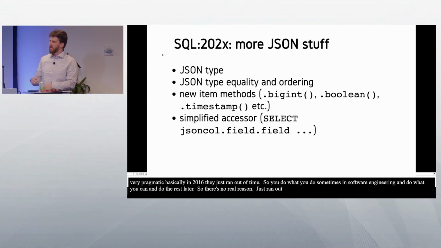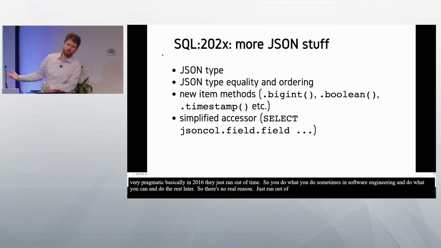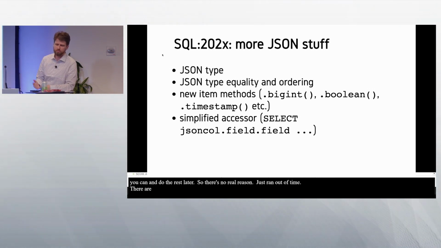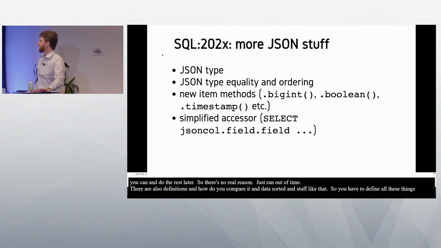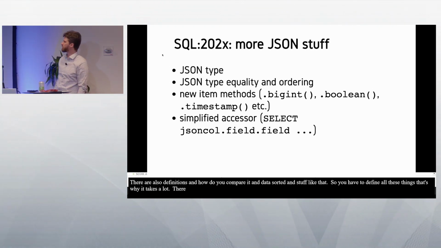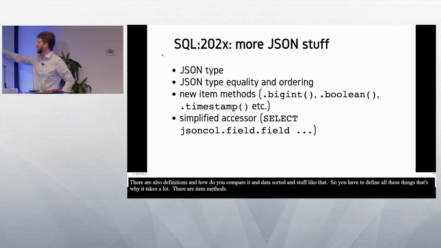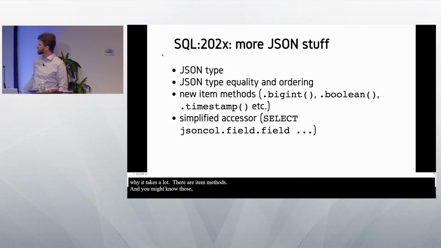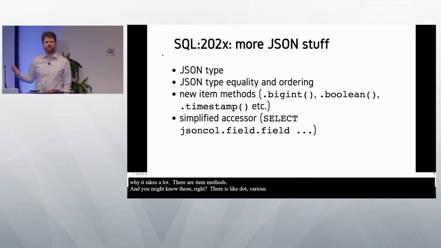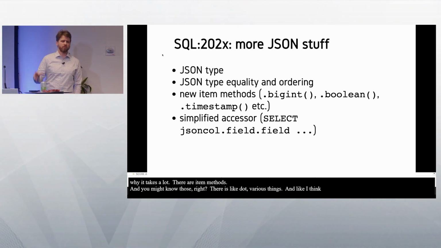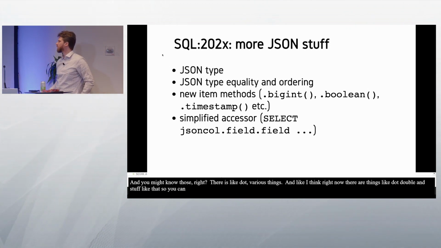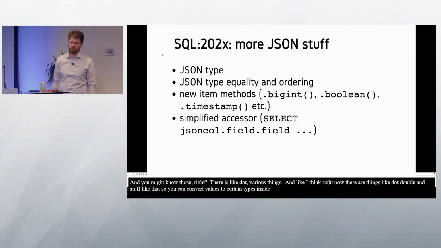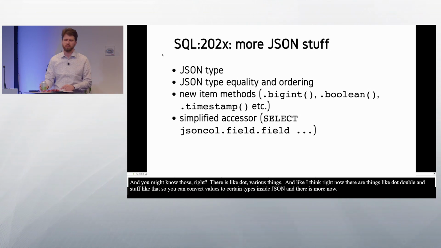With the JSON type, there are also definitions of how you compare a JSON datum, how you sort it, and stuff like that. You have to define all these things. That's why it takes some time. There are a couple of what are called item methods. If you've used JSON in Postgres, you might know those. There's dot various things, like dot double, so you can convert values to certain types inside JSON, and there's more now. There's timestamp support and stuff like that in the JSON path language, so it's kind of neat.